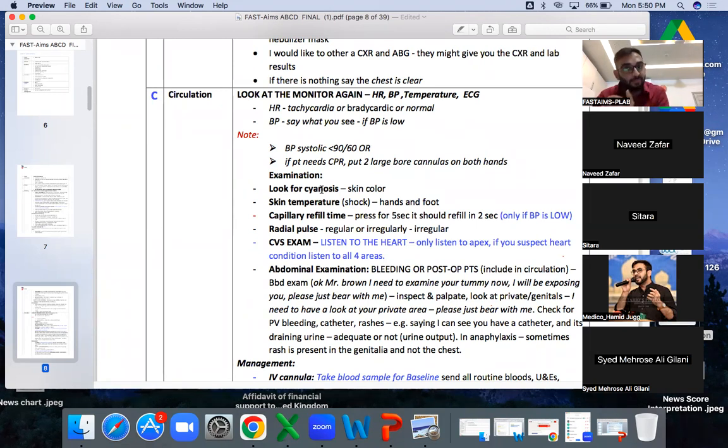For example, if you find the blood pressure low, what examination will you start? You will start by looking for cyanosis. Okay, you will take his hand, because a mannequin, a SimMan, will be there. You will pick up his hand and check the temperature with your hand; if it is cold, it will be quite cold. Then you will check the capillary refill time. How to check it? You press like this and watch. You have to tell them that you know the capillary refill time, because it is important: it tells you the status of shock.